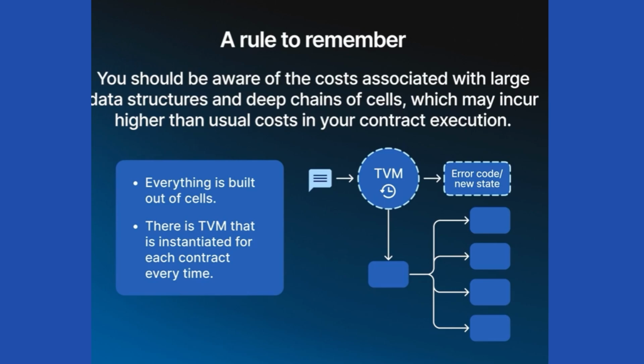So on top of the cells, you have types provided by TVM. And TVM is instantiated for each contract, for each message that is processed by the contract. And TVM provides you with additional types that you could work with during this execution phase. So first of all, those are integer types that make it friendly to work with cryptography and financial operations. But then there are also operations with hash maps that allow you to use lists and dictionaries based on cells inside your contracts. However, you should be aware of the costs associated with large data structures and deep chains of cells that may incur higher than usual costs on your contract execution.